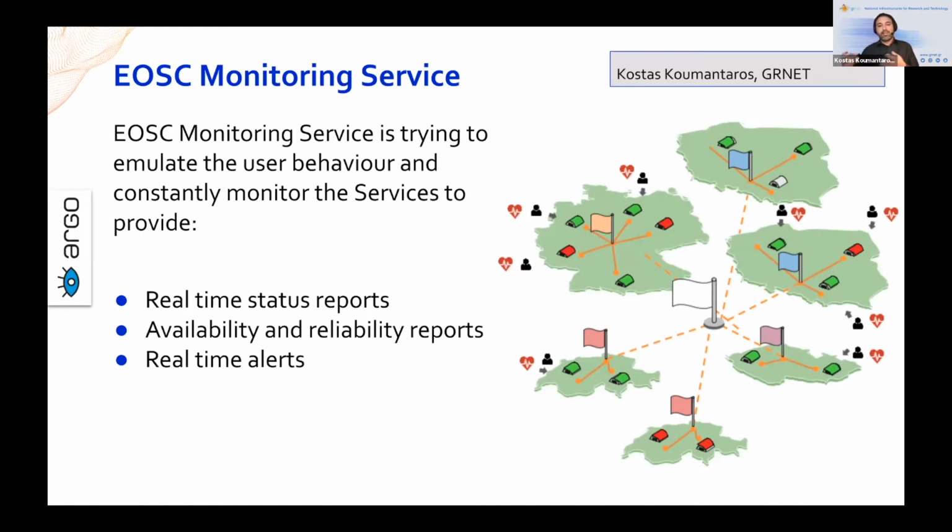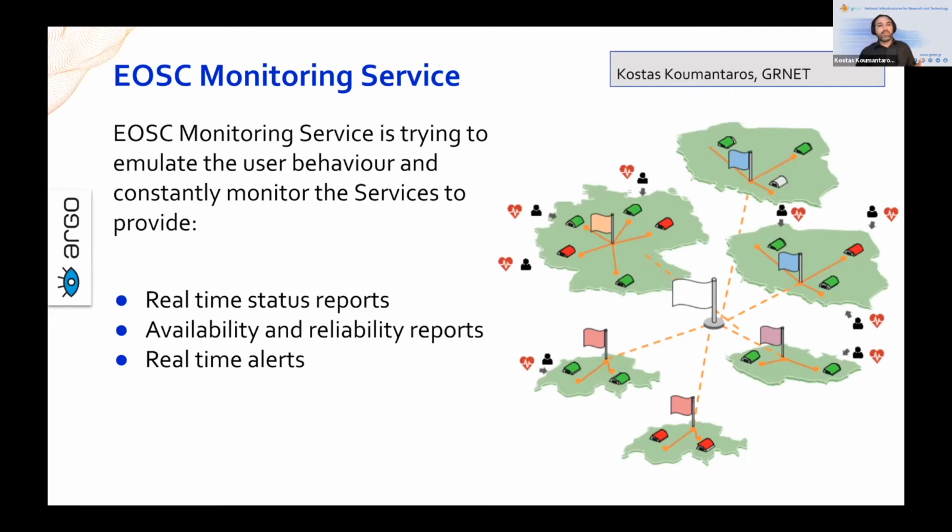We collect all this information from all these sites, as you can see in the slide, and we calculate what we call availability and reliability reports and the real-time status reports. A real-time status report is an almost real-time report of what is happening with the service at a specific point in time, while the availability and reliability reports show what happened throughout, let's say, the last month, the last period of time.